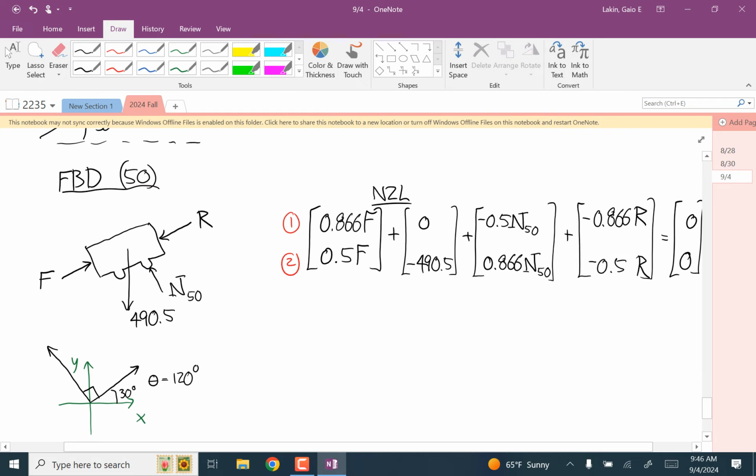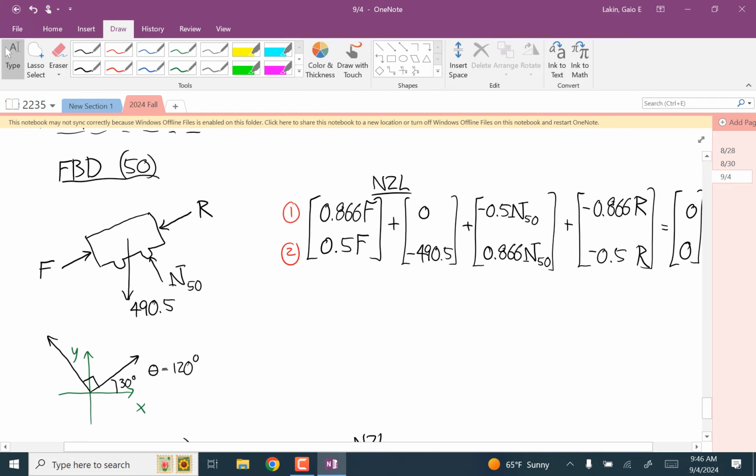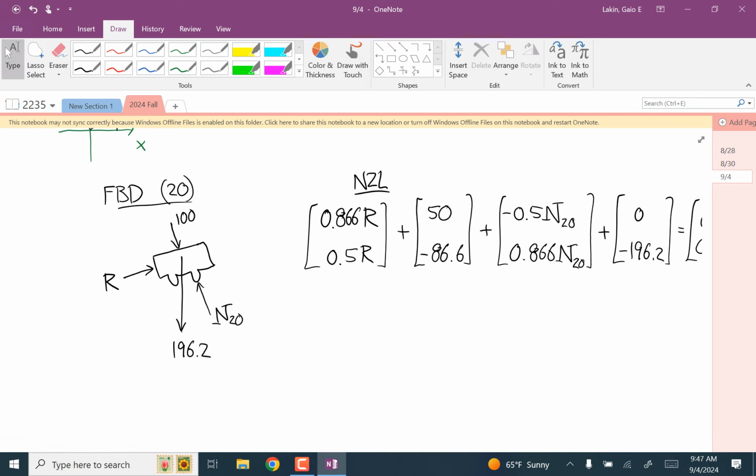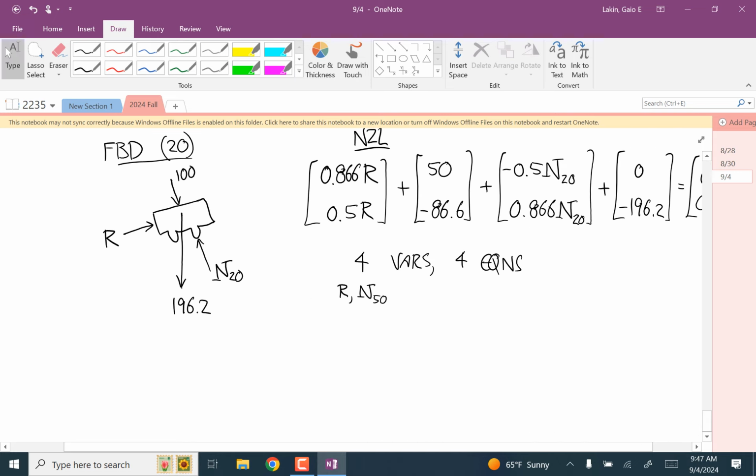Okay, so how many variables do we have? We have 1, 2, 3, and then a fourth one that's N20. So we have 4 variables and 4 equations. So we should be able to solve this. The variables were R, N50, F, and N20.